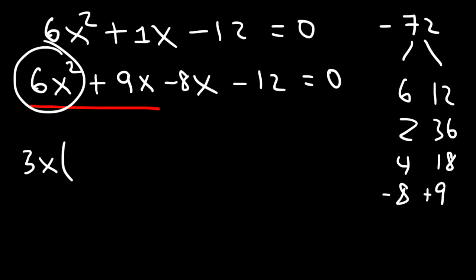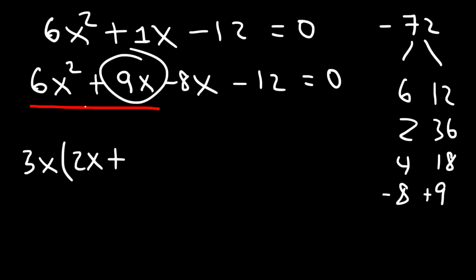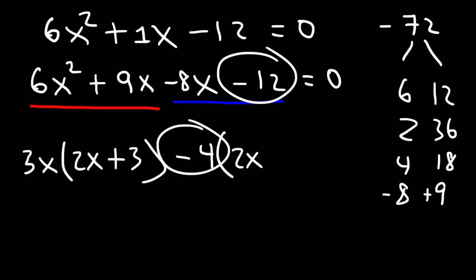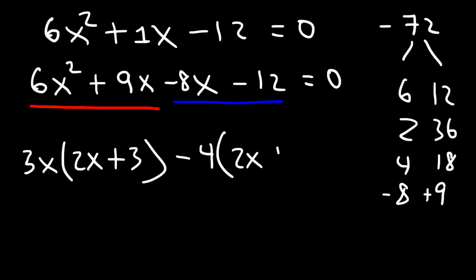Now, 6x squared divided by 3x is 2x. And 9x divided by 3x is 3. Now, let's do the same for the last 2 terms. Let's take out the GCF, which in this case is going to be negative 4. Negative 8x divided by negative 4 is positive 2x. Negative 12 divided by negative 4 is positive 3.